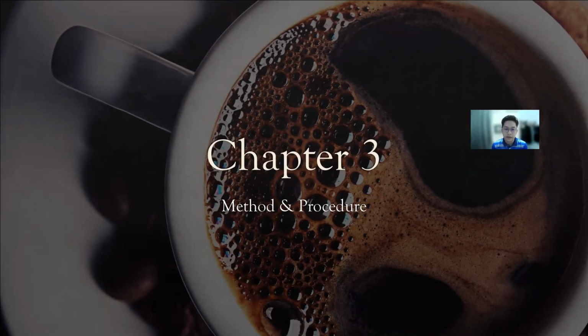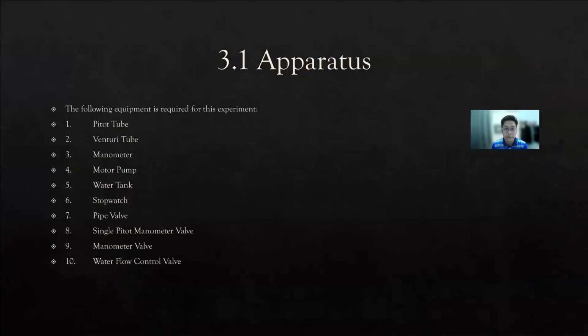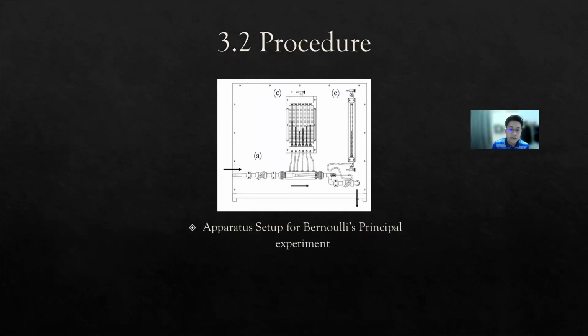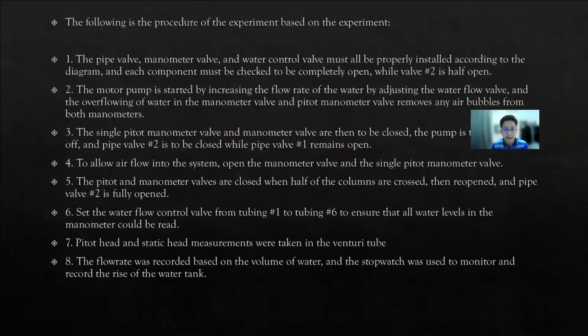Okay, let's jump to chapter 3, which is method and procedure. So this is the apparatus needed in the experiment, 3.1. The following equipment is required for this experiment: pitot tube, venturi tube, manometer, motor pump, water tank, stopwatch, pipe valve, single pitot manometer valve, manometer valve, water flow control valve. So this is the apparatus setup for Bernoulli's principle experiment.